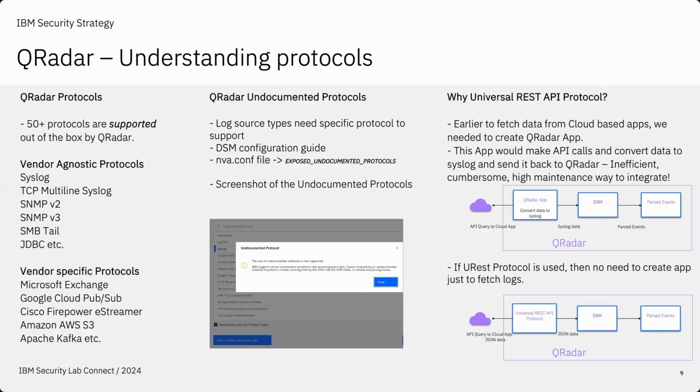With the advent of the UREST protocol, now we request JSON data from the security applications and send that JSON data to QRadar for parsing. JSON is one of the easiest formats to parse for a QRadar DSM. There is less probability of writing expensive parsing logic for JSON as compared to, say, syslog, where we usually use a regex. We'll explain this concept in more detail in future slides.